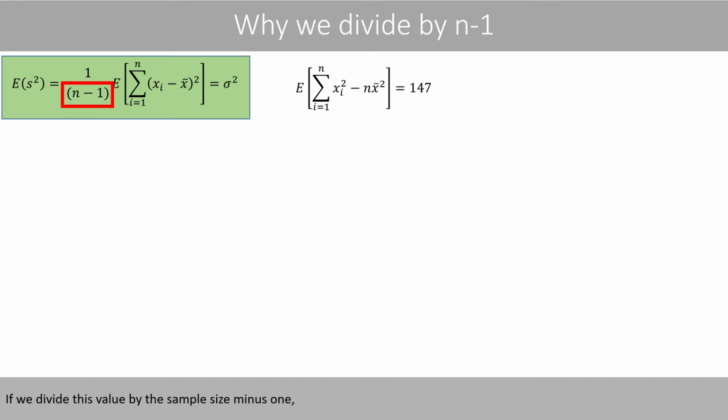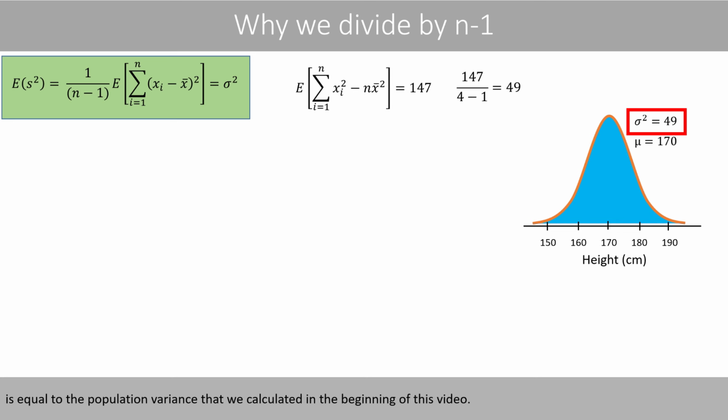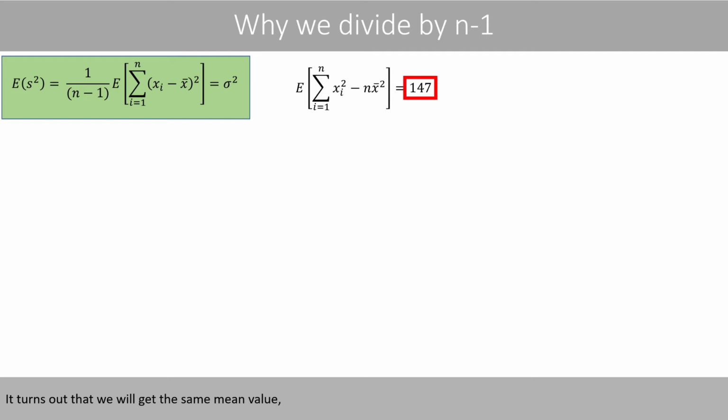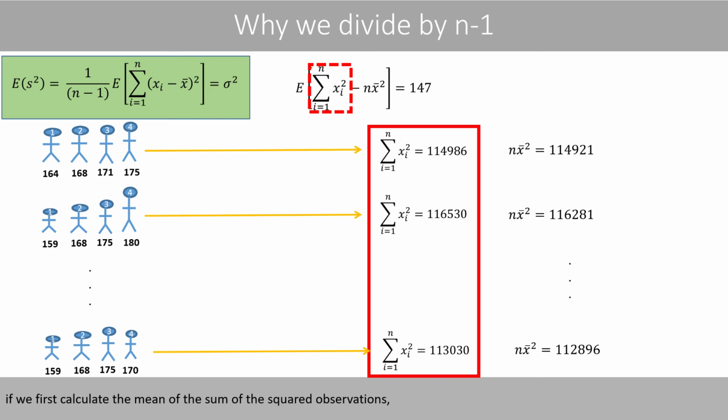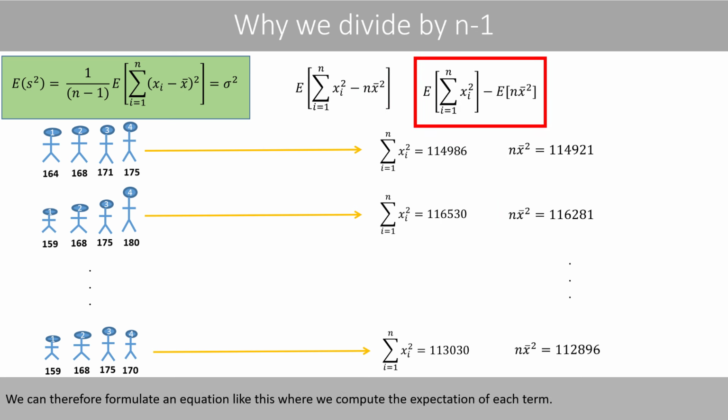If we divide this value by the sample size minus 1, we see that the mean of all these sample variances is equal to the population variance that we calculated in the beginning of this video. It turns out that we will get the same mean value if we first calculate the mean of the sum of the squared observations minus the mean of n times the squared sample means. We can therefore formulate an equation like this, where we will compute the expectation of each term.